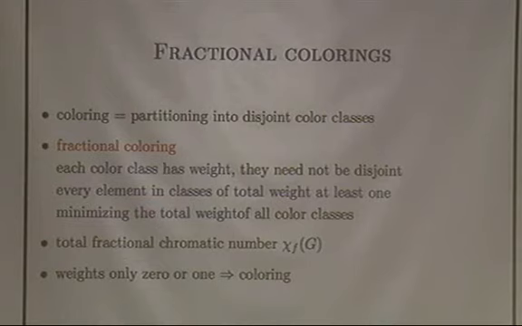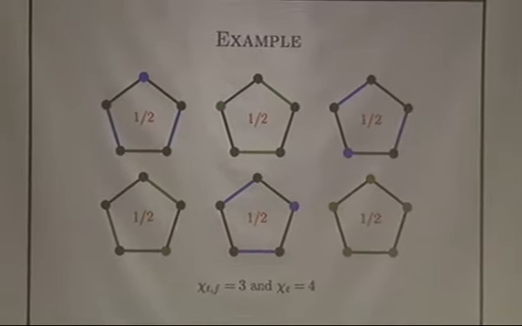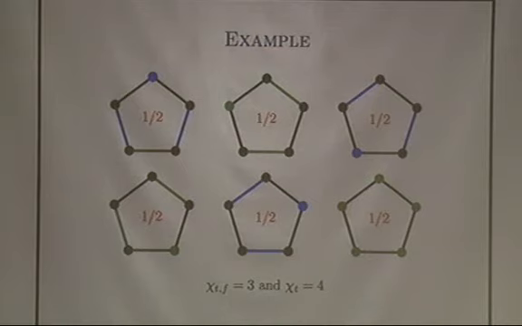So maybe let me give an example. Let us look at total fractional colorings of the cycle of length 5. On one of the previous slides, we saw a total fractional coloring using 4 colors. And an easy argument says there is no total coloring, the ordinary one, using only 3 colors. So the total chromatic number of the cycle of length 5 is 4. So let us look at the total fractional coloring.